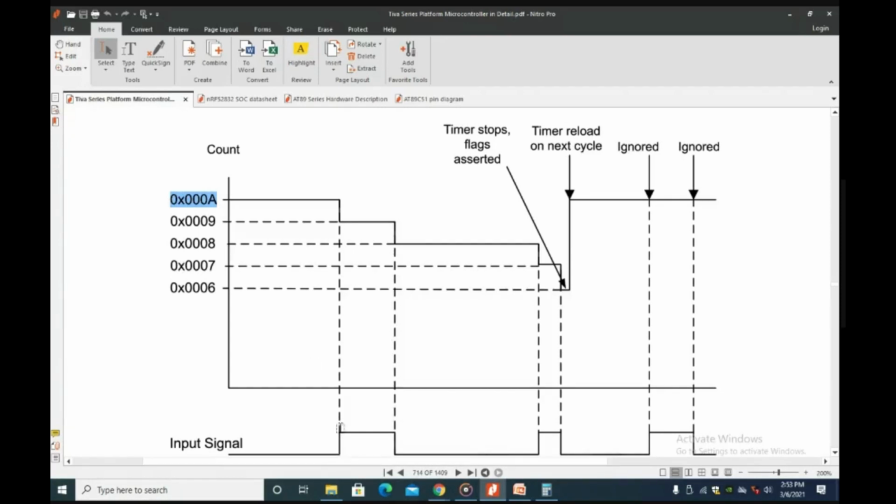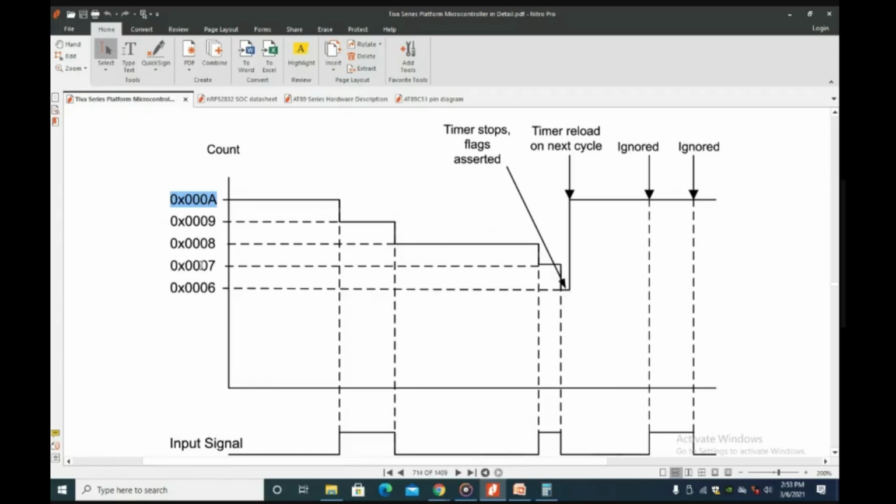Whenever there is a transition from 0 to 1, the count decrements by 1, from A to 9. Again there is a transition in the pin from 1 to 0. Then there is another decrement from 9 to 8. And again after some period there is no pulse in the pin, and after some time there is a transition from 0 to 1. The count goes from 8 to 7. Again there is the falling edge, so 7 to 6. So this 6 is the value which is set as the minimum. Whenever the count 6 comes, hereafter don't count, something like that. It is programmed. So start at A, do only 4 counts.